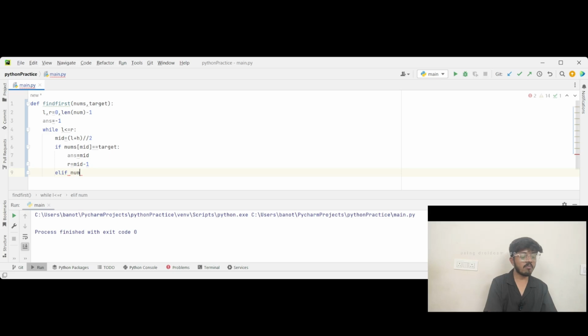Okay, so next if it is not true, then we have to take the elif condition, elif nums of, so we have to find where this mid is aligned, where this target is aligned, అంటే left side or right side or లేదంటే mid value అని చెప్పి.